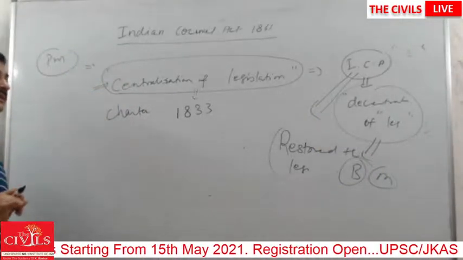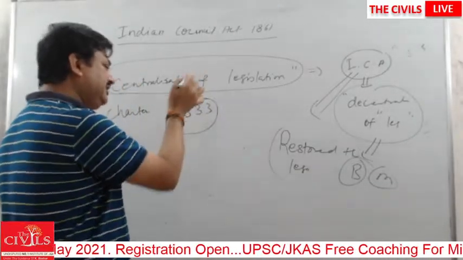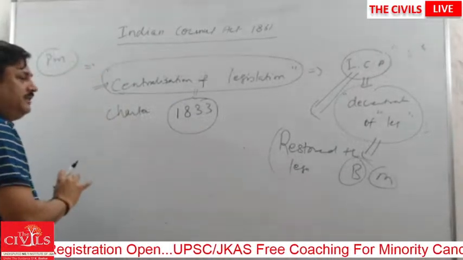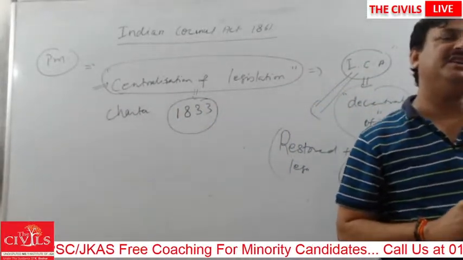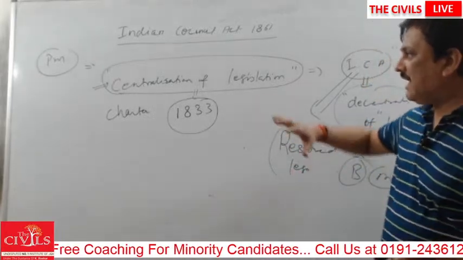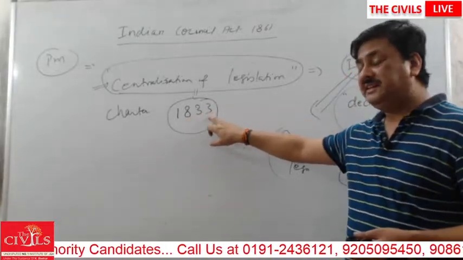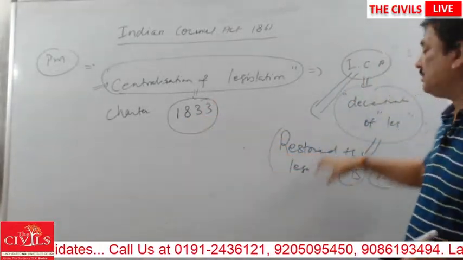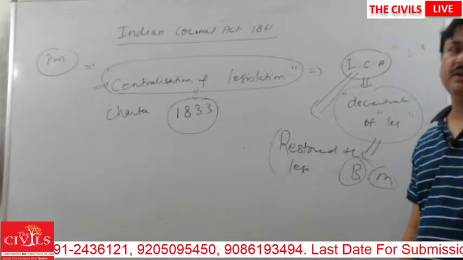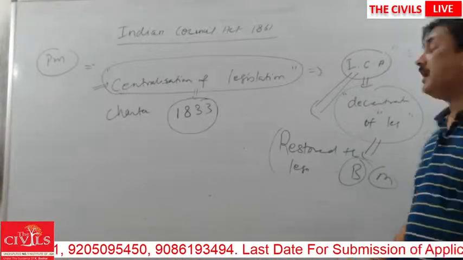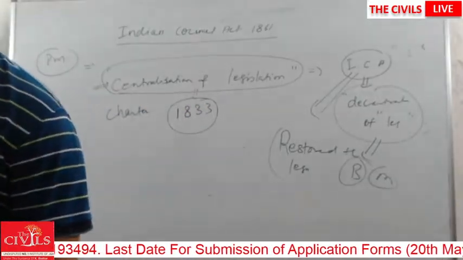Restored the legislation power, because by the Act of 1833, the legislative power of Bombay and Madras Presidency was taken by the Governor General and his Council. So centralization of legislation was the main feature of the Charter Act 1833, and this system was abolished by the Act of 1861. This act restored the legislative power of Bombay and Madras Presidency. Very good, Saris.